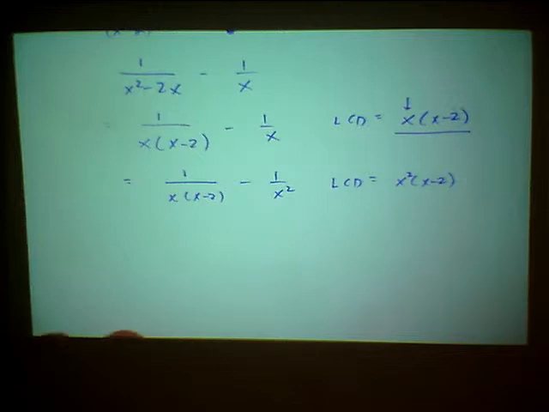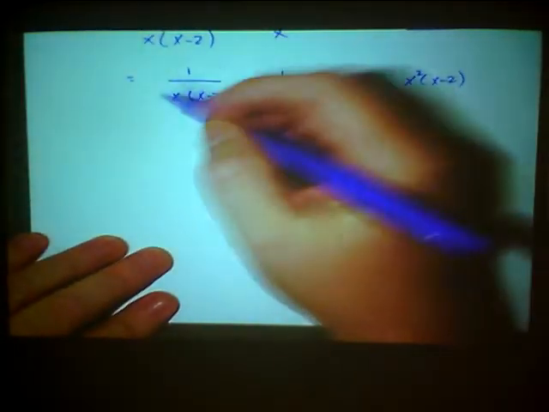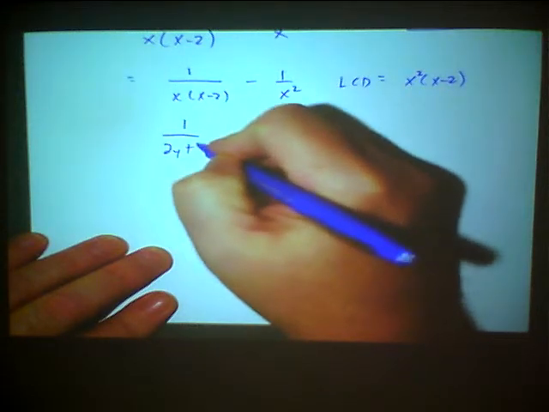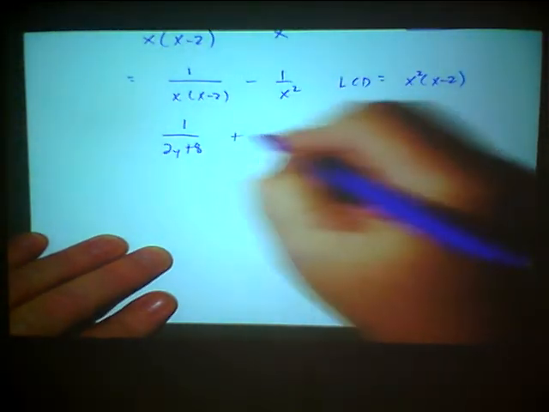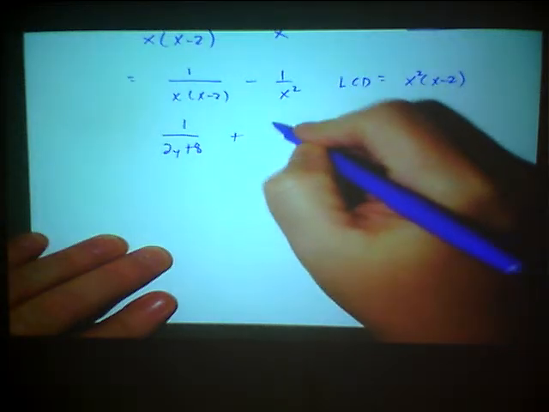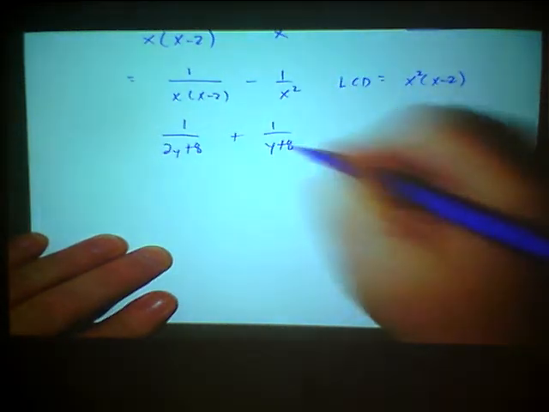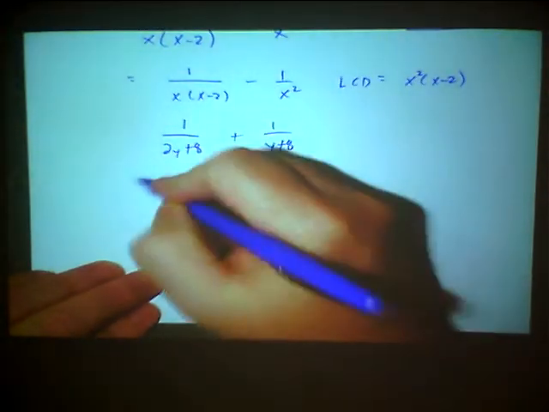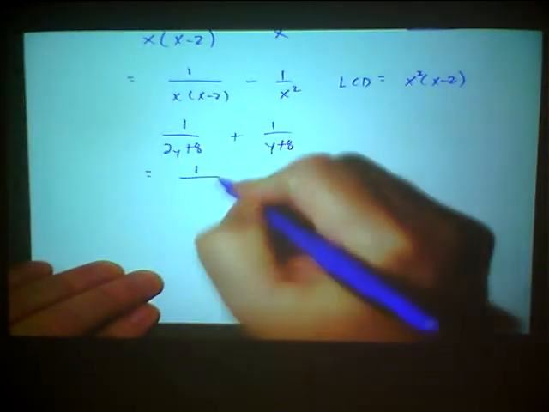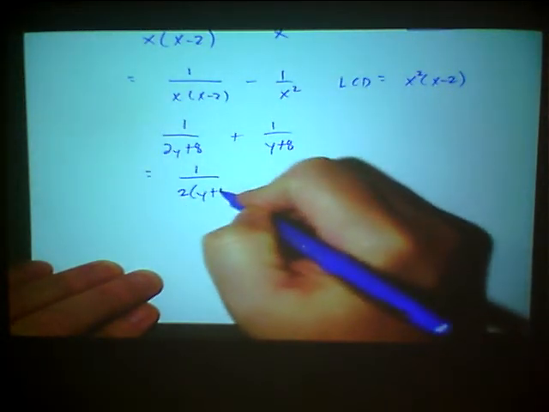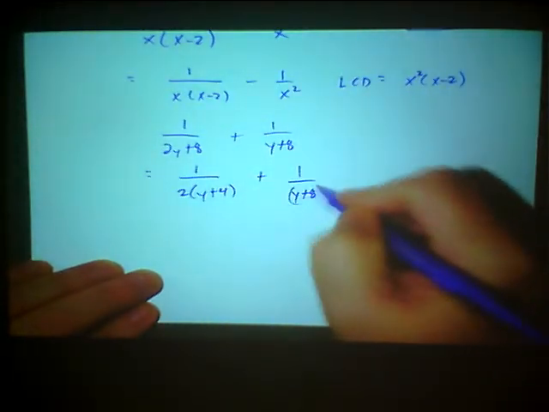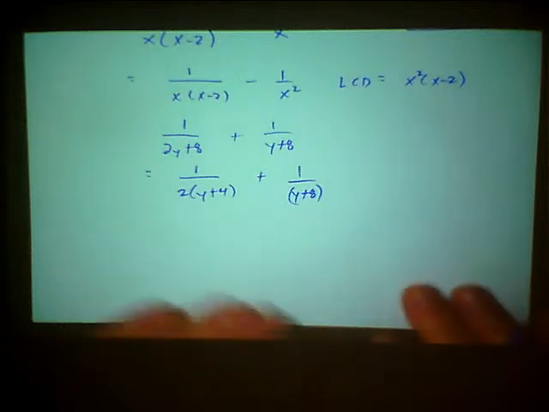Let's just do a few more. How about 1 over 2y plus 8 plus 1 over y plus 8. First thing I do is factor. The 2y plus 8 actually factors. I can factor out a 2. And I'm going to go ahead and put parentheses around this y plus 8. So then the same process.